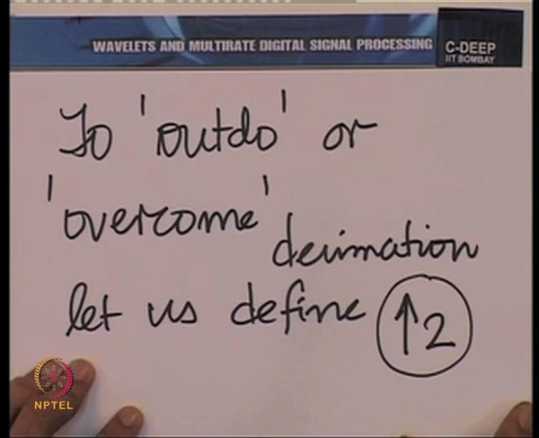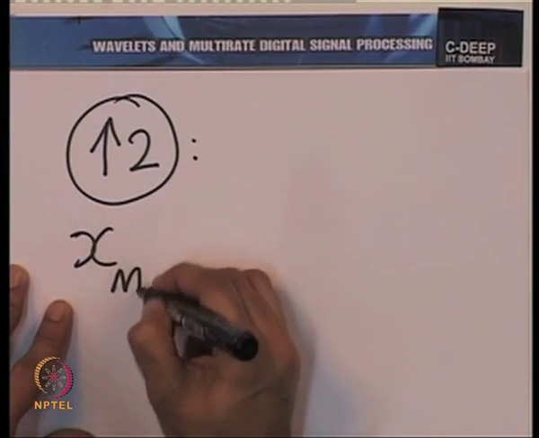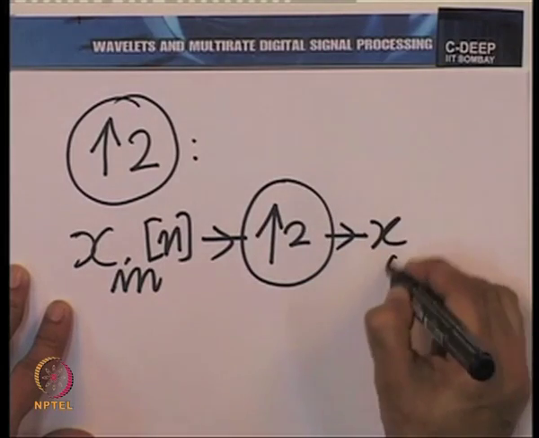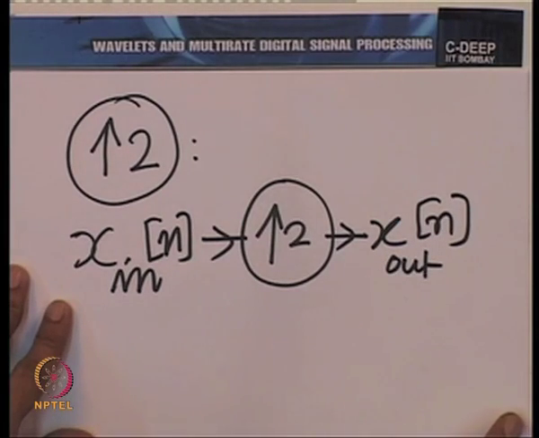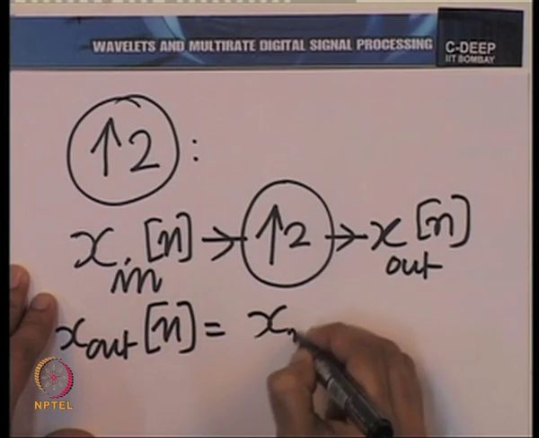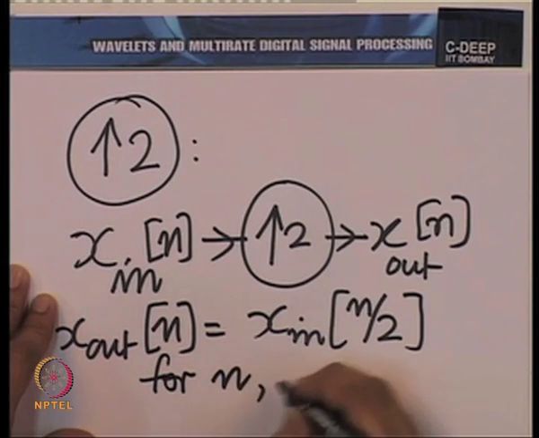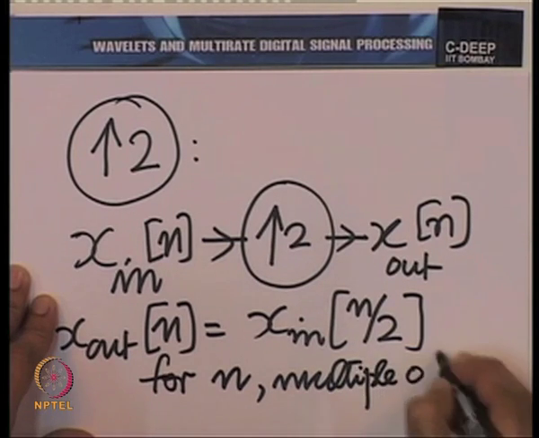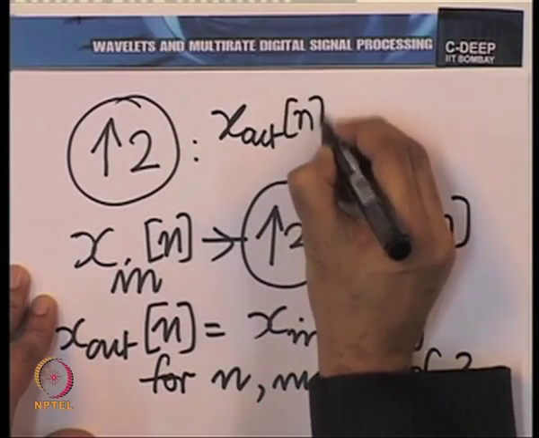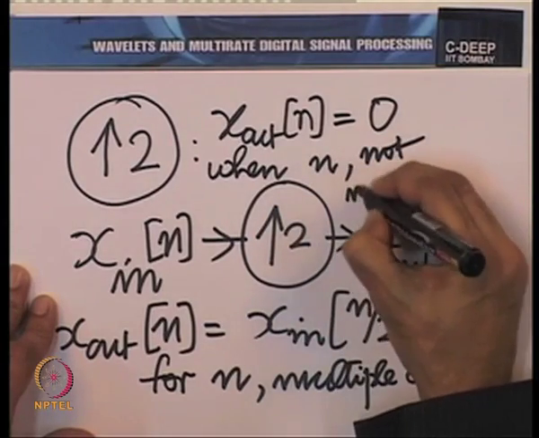And what does up 2 do? Well, up 2 essentially introduces a zero between successive samples. So, if you have x in as a function of n and you subject this to the action of up 2 to produce x out as a function of n, then x out of n shall be equal to x in at n by 2 for n a multiple of 2, and 0 else, when n is not divisible by 2 or not a multiple of 2.